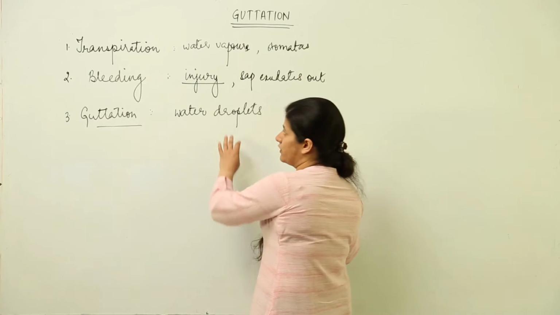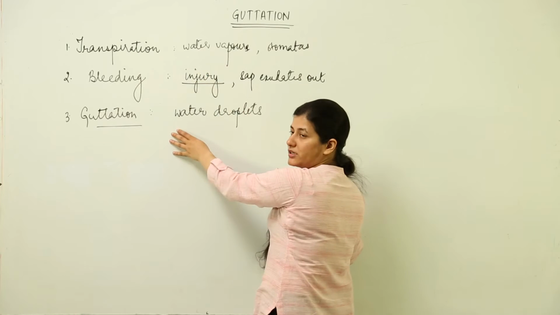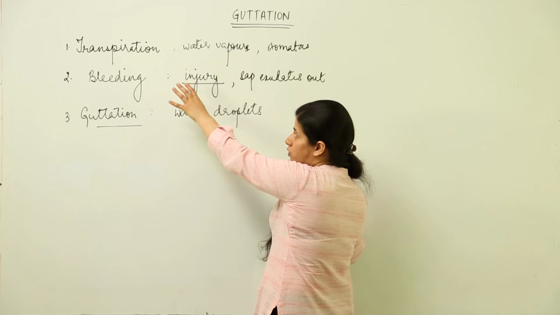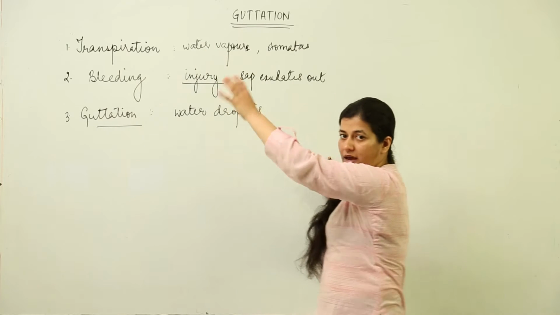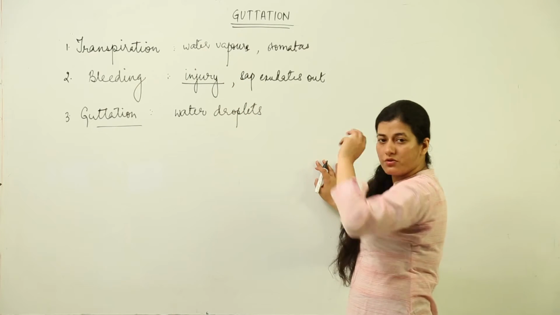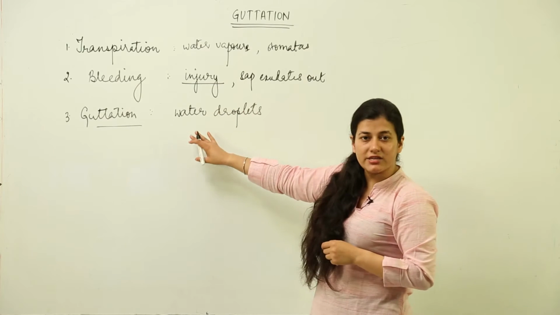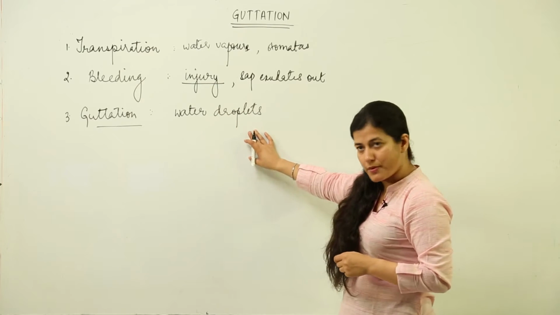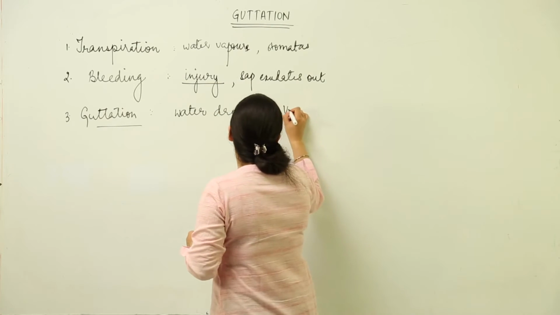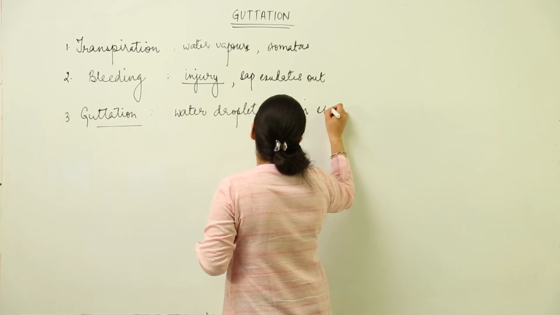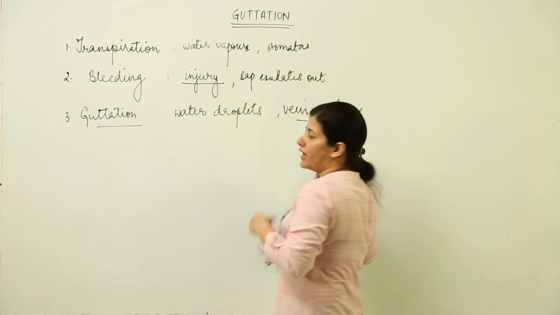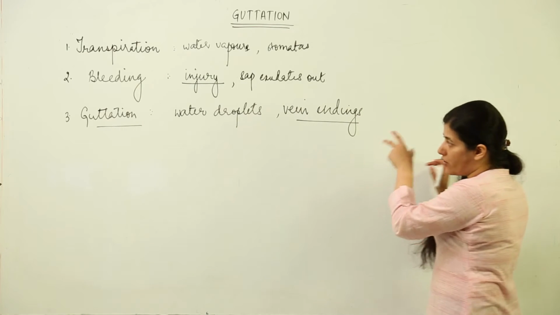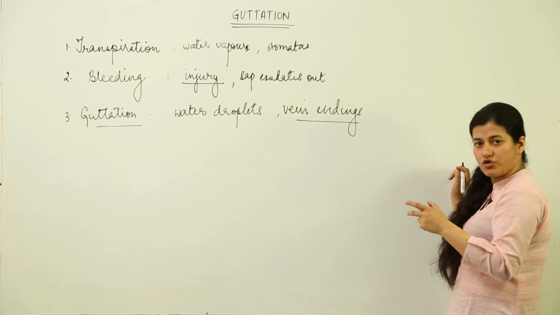Water is being given out in both the cases, transpiration and guttation, both are giving out water. The water vapors are in the case of transpiration, that means vaporized liquid would be present. You are not going to see water droplets. In case of guttation, water droplets would be present at the vein endings, especially vein endings of the leaves or other parts as well, and mind it would not be involving any kind of injury.